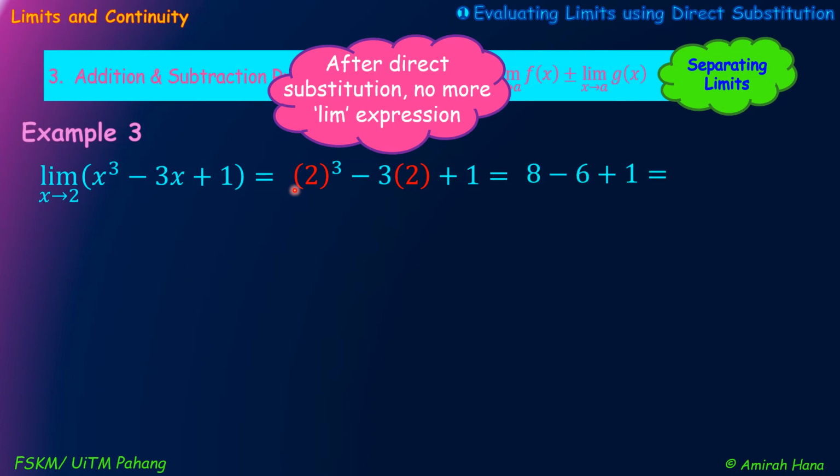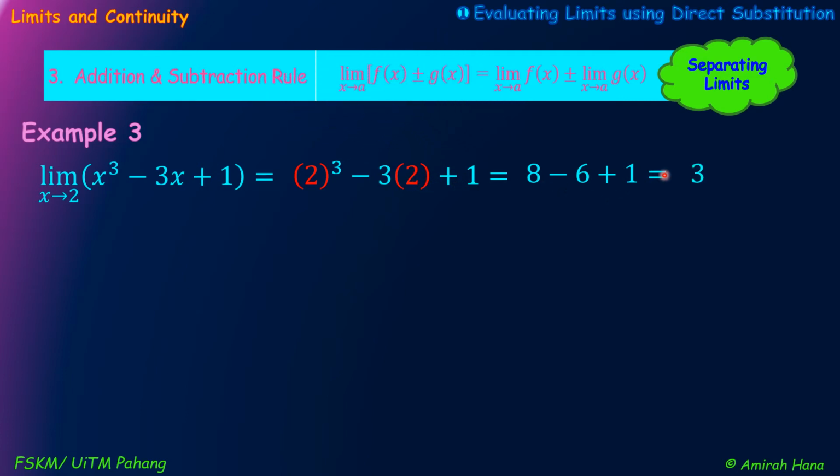After that, we simplify, so we get 2 cubed equals 8, minus 3 times 2 equals 6, and then plus 1. So we get equals to 3.